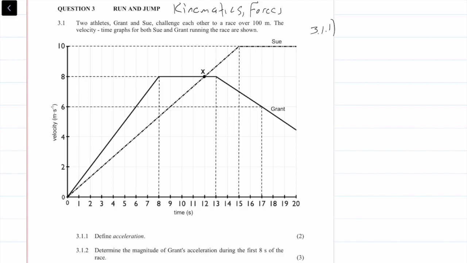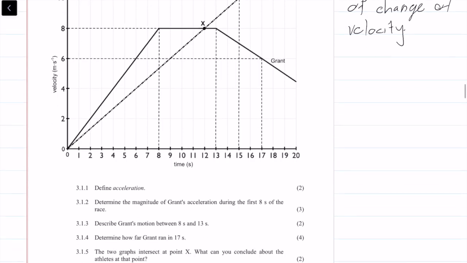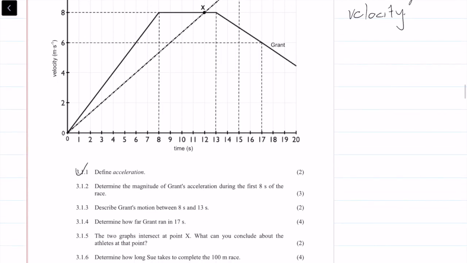Okay, so question 3.1.1 is a definition, which is acceleration. So define acceleration. So acceleration is the rate of change of velocity. Okay, it's also a vector. Okay, cool stuff. We get 2 marks for that definition.